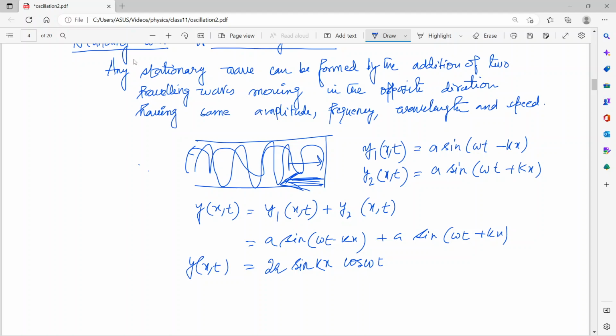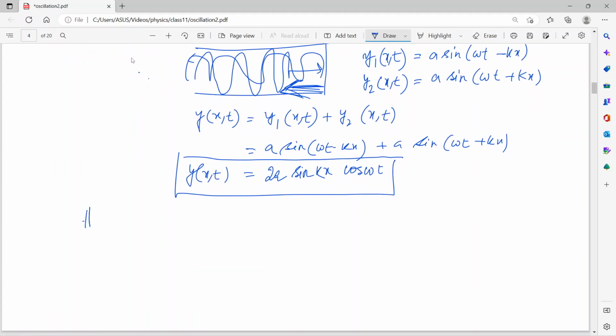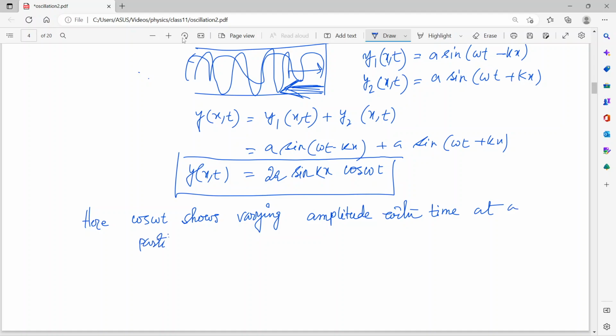So whenever you find that the equation is written in this format, this is nothing but the required equation of the standing wave. Here this cos ωt shows varying amplitude with time at a particular place, and this sin kx shows varying amplitude with position at a particular time.